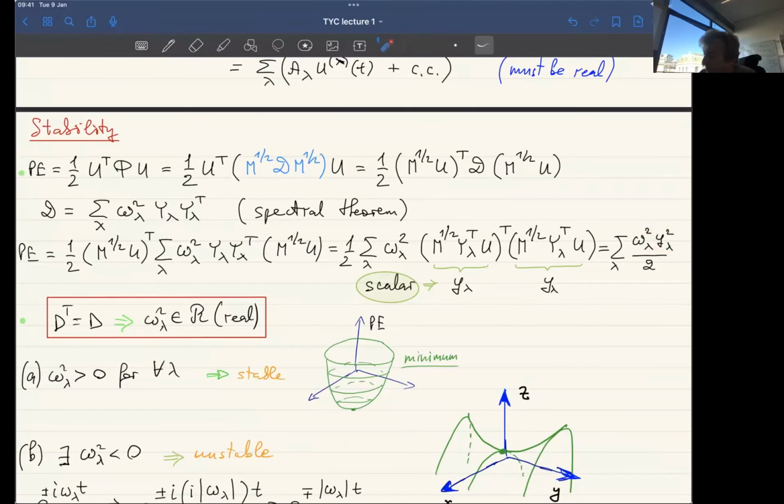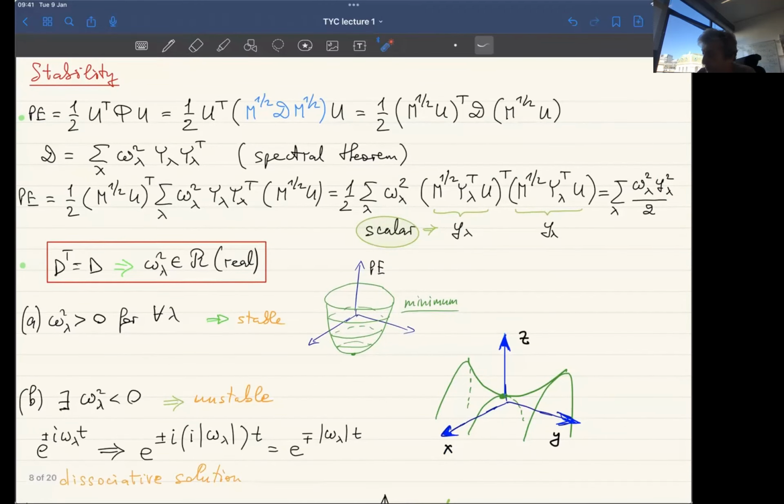These are two scalars, and therefore we have them squared. So what we learned from this is that the potential energy of the system can be, via an appropriate linear transformation, written as a sum over independent harmonic oscillators. And these y lambda correspond to collective displacements, if you like, when all atoms are displaced in some way together. And the coefficients are these frequencies. So we can easily analyze this expression now.